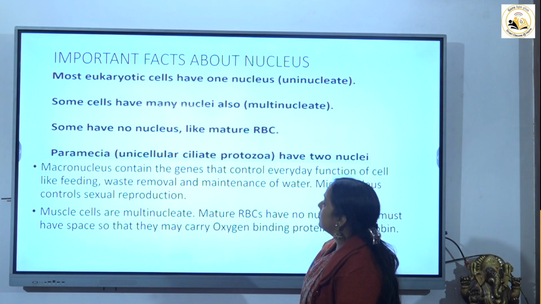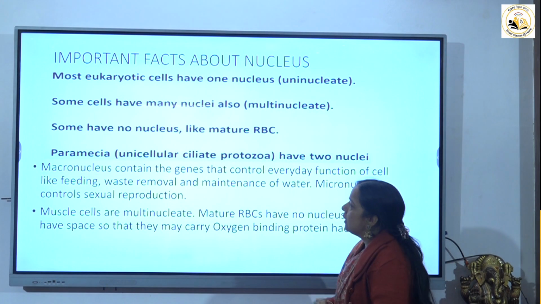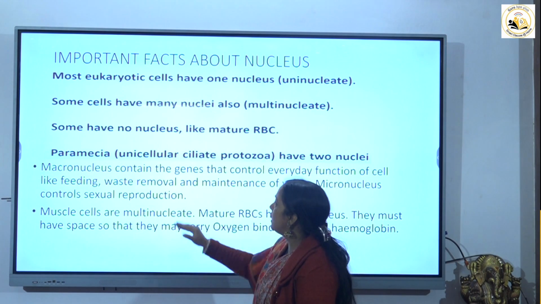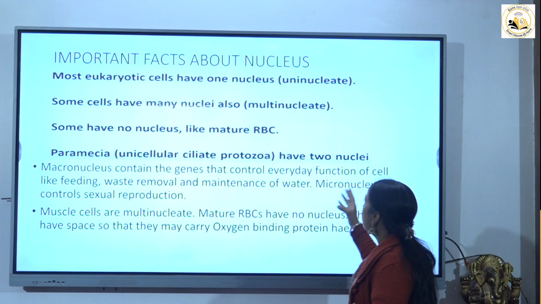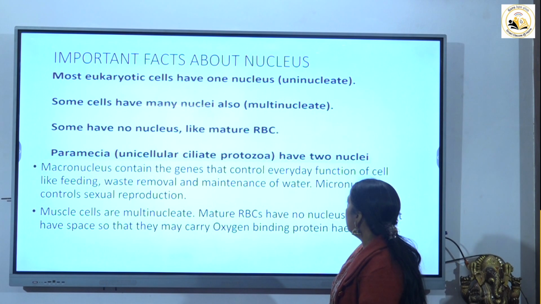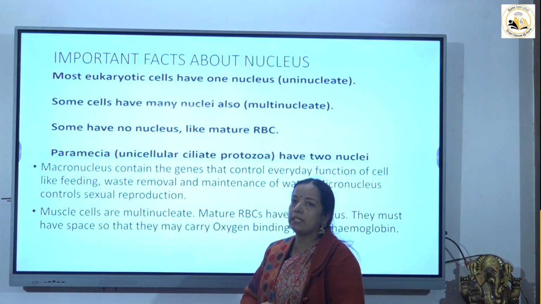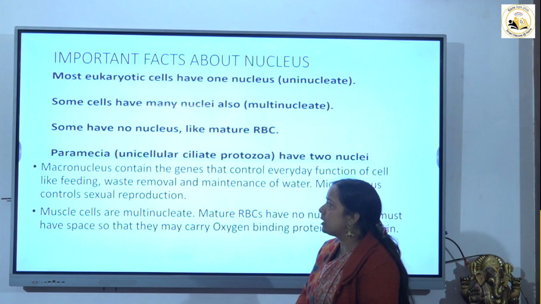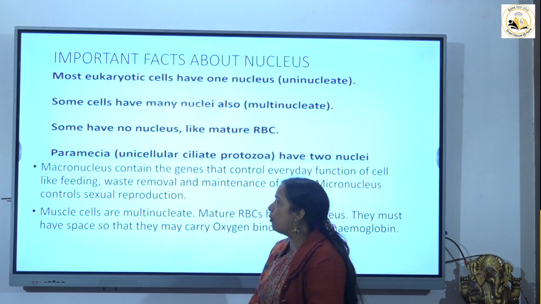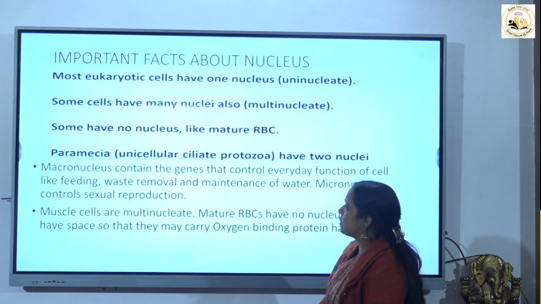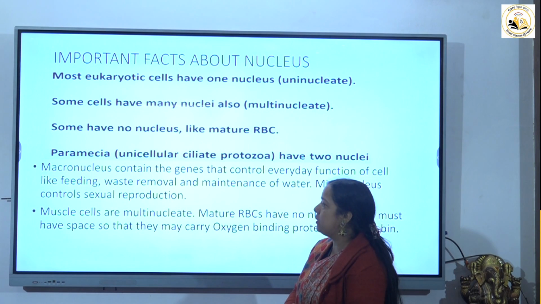Paramecium is a unicellular ciliated protozoa that has two nuclei, macronucleus as well as micronucleus. Macronucleus contains the genes that control the everyday function of the cell like feeding, waste removal and maintenance of the water, and micronucleus is responsible for the sexual reproduction of paramecium.